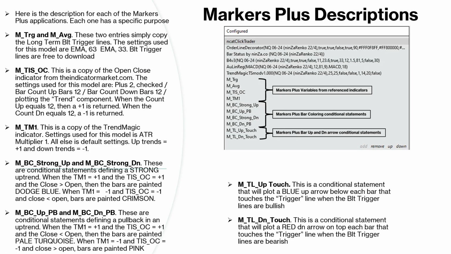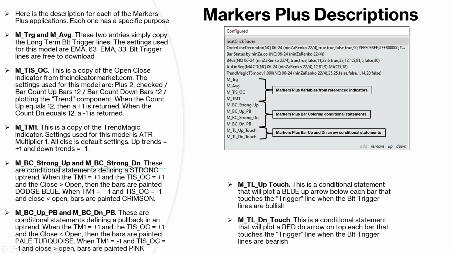All right, so here's the markers plus descriptions for each of these applications. The first thing we're going to talk about is the M_triggered, M_average. These two entries over here simply copy the long-term BLT trigger lines. The settings I'm using for this are EMA 63, EMA 33. Trigger lines are free to download. Okay, and that's these two components right here. They're all in this category where I'm copying these indicators to create variables that I reference a little bit later.